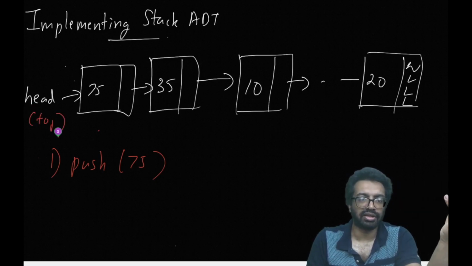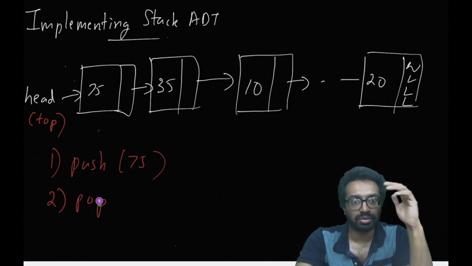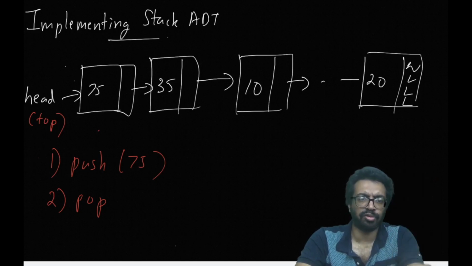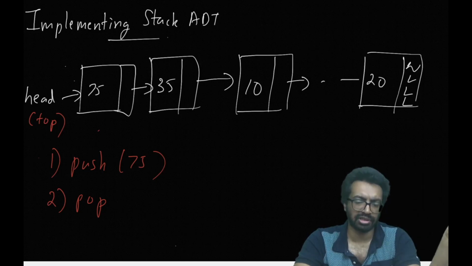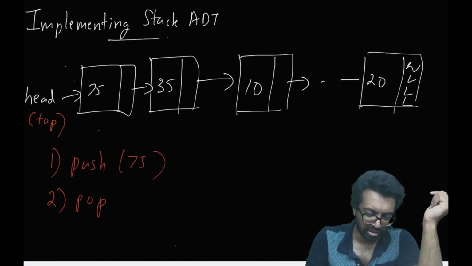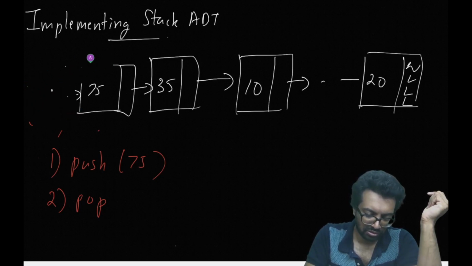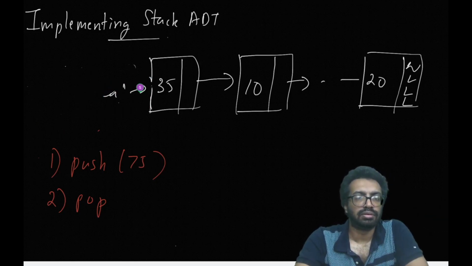What's the next function we are interested in? Pop. Now, if I pop, which element should be popped? I have to pop out 75. I have to remove 75 from this linked list. Do we know how to do this? We know how to do this. Again, I rub off this node and make the head point to the second node in the list.